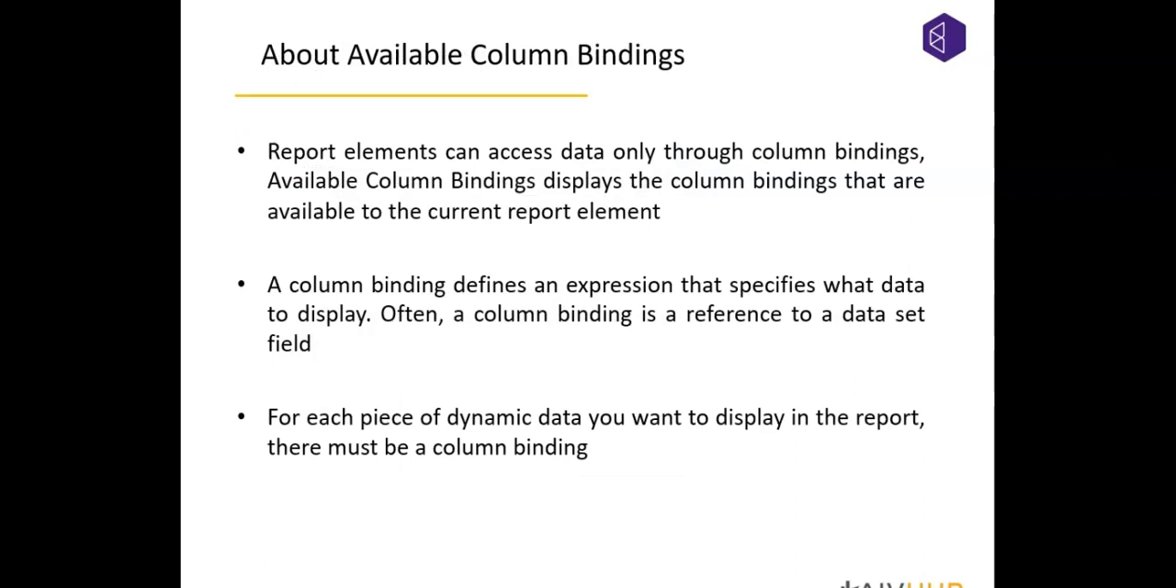When I talk about the column binding, report elements can access data only through the column bindings. So available column bindings displays the column bindings that are available to the current report elements. So there has to be some column binding between the data. So let's perform this in our exercise.